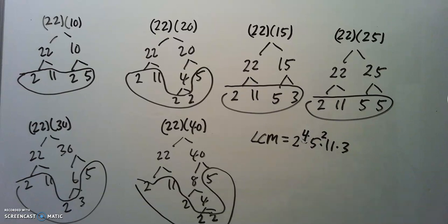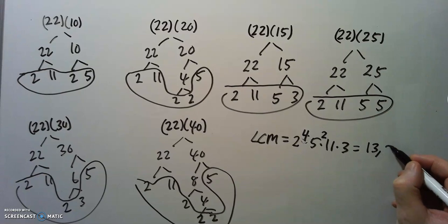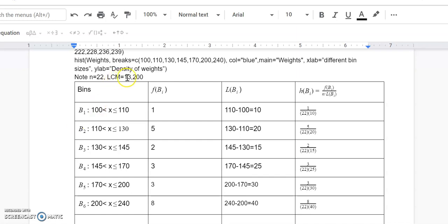Okay, so it looks like this is it then. 2 to the 4th is 16. And this is 25, 11 times 3. If you multiply this out in your calculator, let you check, it's 13,200. Okay, so let's keep going. So my LCM is 13,200.